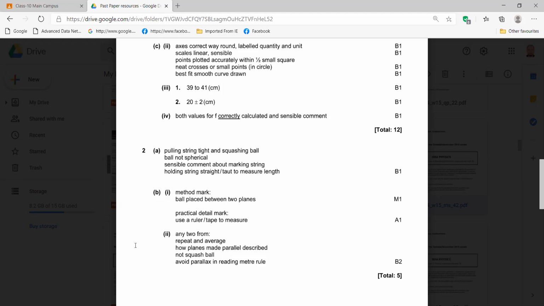It's given there. This is the first one: repeat and average. These 4 points. Already you told me about this, right, Aisha? So we have to avoid squashing the ball. You can bring this idea. Then I told you about parallax. Avoid parallax error in reading the meter rule.